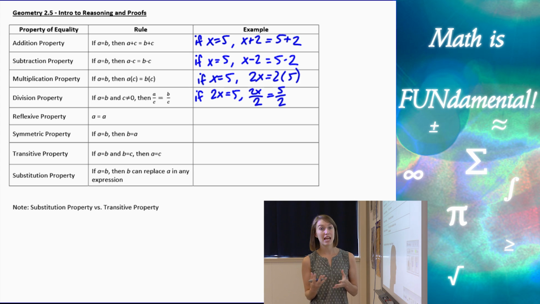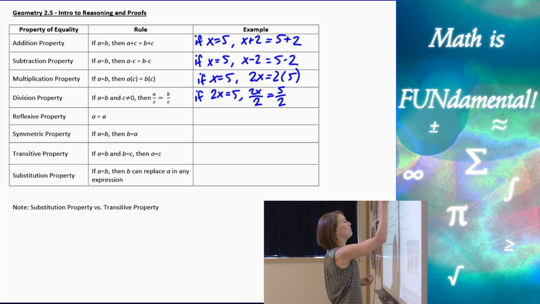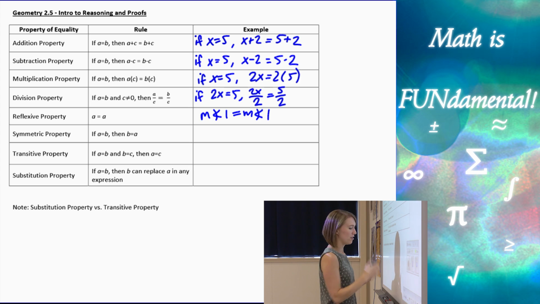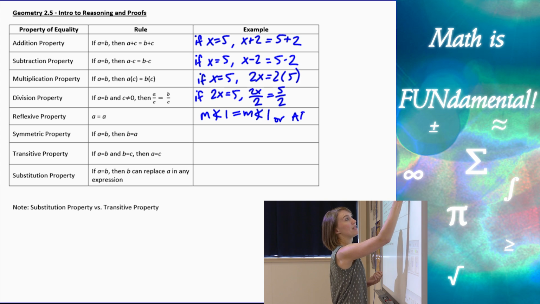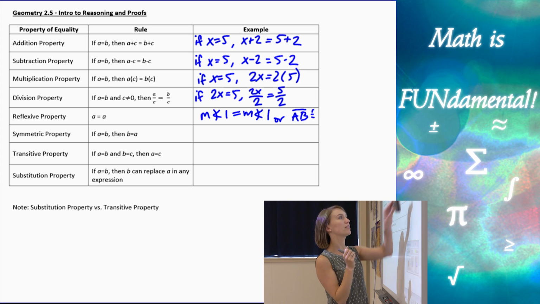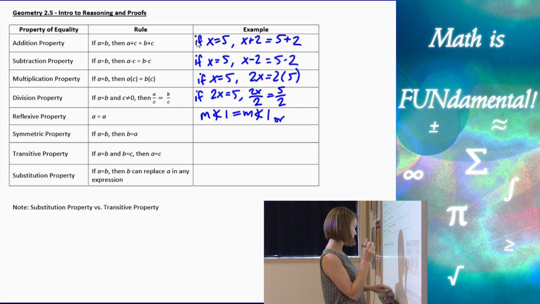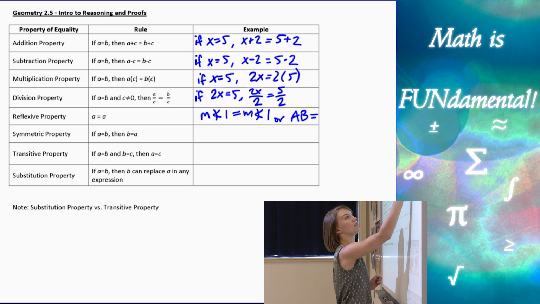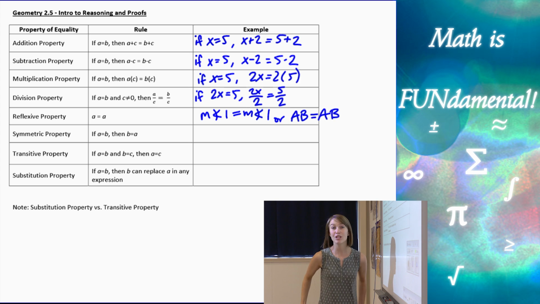Reflexive property, a equals a. This one's a little strange, and we're going to use it a lot later, but for right now, it's going to seem kind of silly. But for example, the measure of angle 1 equals the measure of angle 1, or segment AB is congruent. Oops, these are measures of equality, properties of equality. Let me just make that an equals. AB equals AB. So we'll use that again later, but for right now, I think it's just going to be on our back burner.